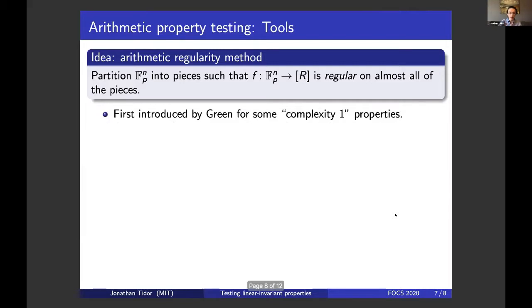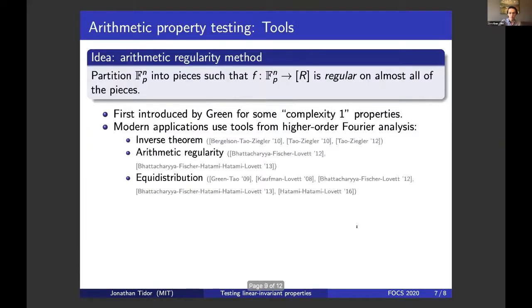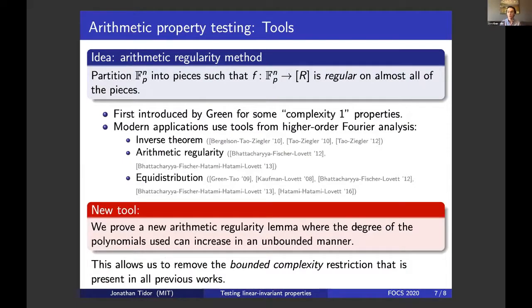So if we go back to this result of Bhattacharya, Fischer, Hatami, and Lovett, I guess the main summary of their paper is they prove a lot of new strong techniques in higher order Fourier analysis, and combining them all together, this is the best property testing result they can get. They prove the subspace hereditary properties are testable subject to 2 restrictions, what's called the bounded complexity restriction and the translation invariant restriction.